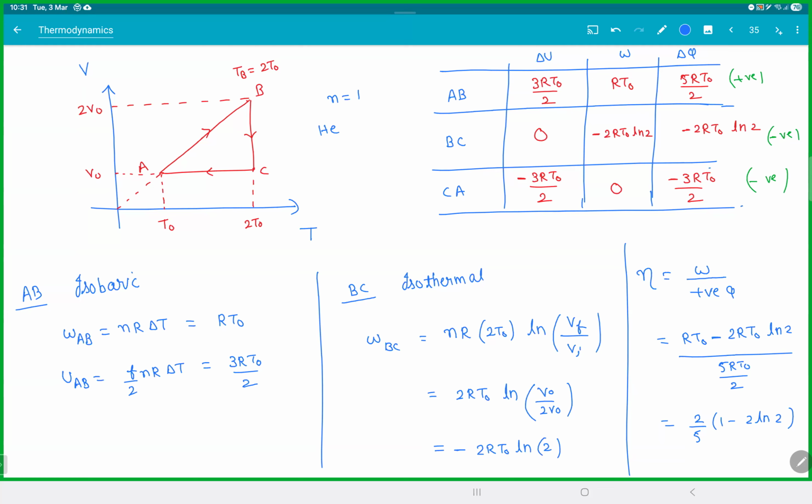And you can see how the questions are. You should know the work done, delta U, and everything for each process. If you know these, the questions are pretty straightforward. So if you're able to handle this much, I think your first law is pretty decent. But I think next class when we catch up, we'll continue from here. We'll do more problems on this.